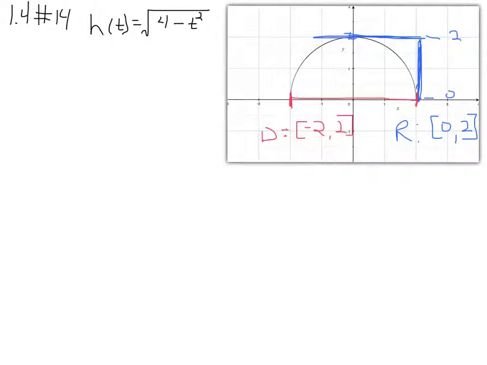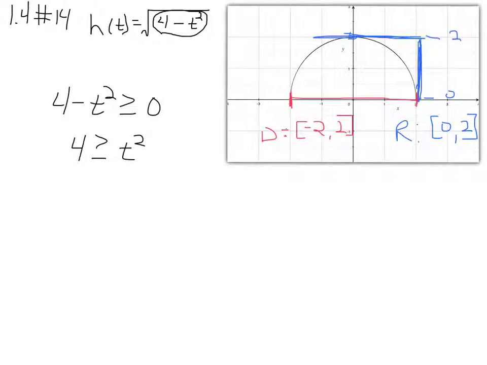Now the second part says to try to determine the domain and the range algebraically. Now since we have a square root, the domain is going to be determined by the thing inside of the square root being greater than or equal to 0. So we're going to need 4 minus t squared greater than or equal to 0. Okay. Now I can add t squared to both sides. So this will give us 4 is greater than or equal to t squared.